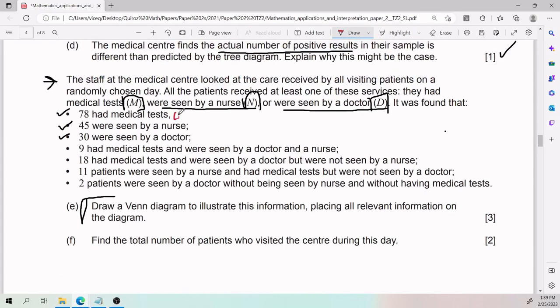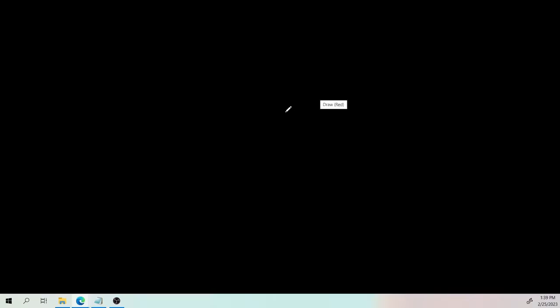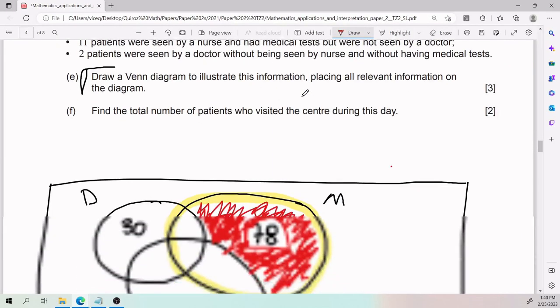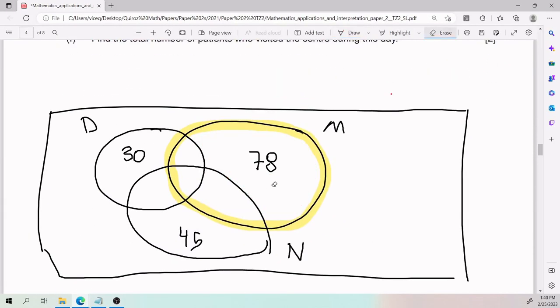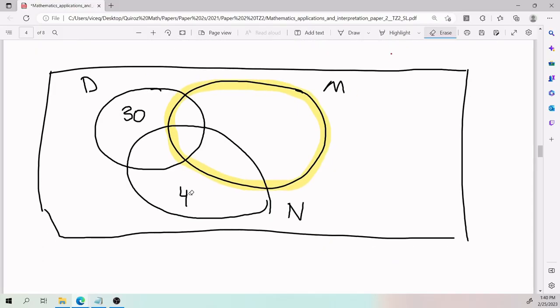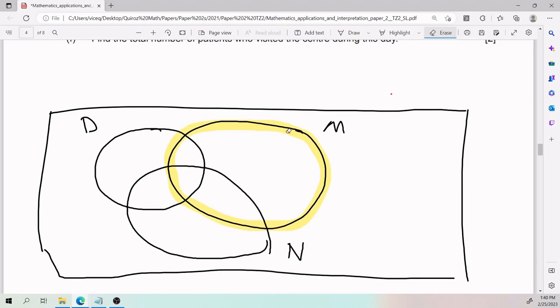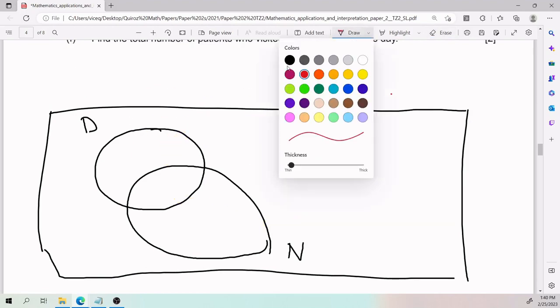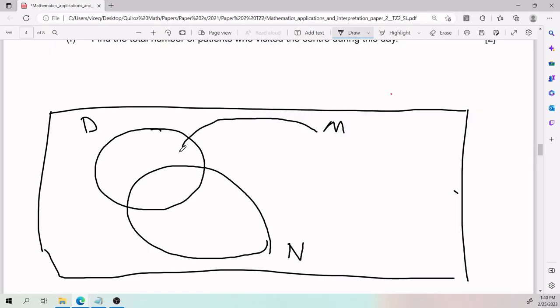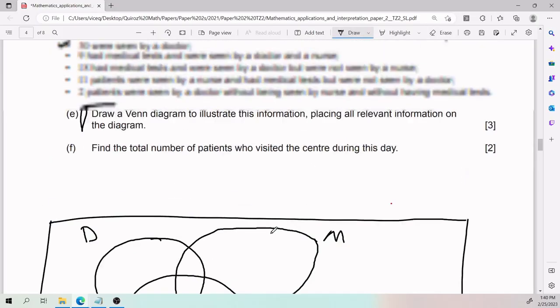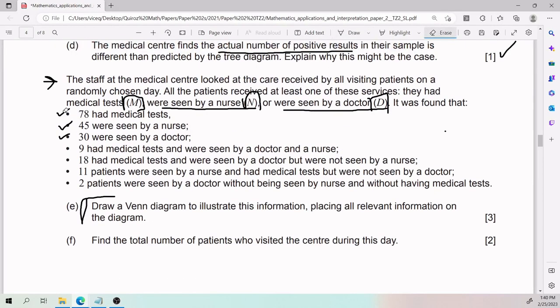If it said only, I would be correct in putting it in red. But since it doesn't say only, you actually have to kind of go discarding from that 78 and see how much were actually only medical tests. So let's take that approach again. I'm going to erase my 78. I'm going to erase my 45, erase my 30, erase that highlighted thing, draw this again. And now that we have that knowledge, we will approach differently.